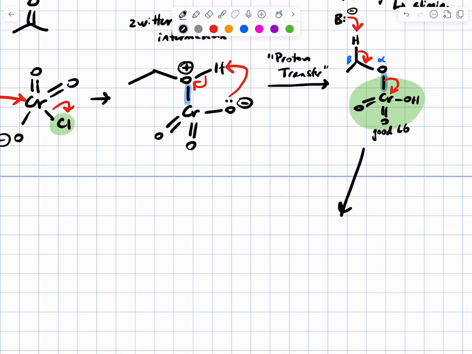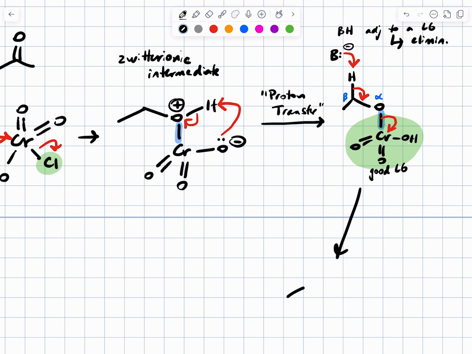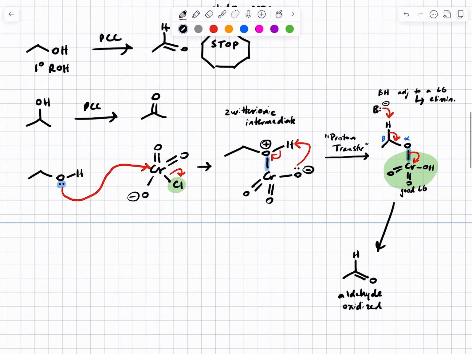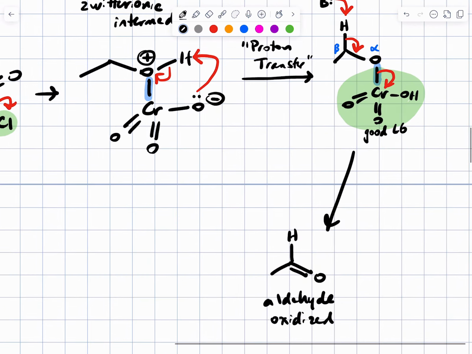So here is the product of that step. You now have, of course, the beta proton had 2 protons originally. Now it just has 1. This is now an aldehyde, and the aldehyde is oxidized relative to the alcohol starting material. You can tell because the number of CH bonds has decreased and the number of CO bonds has increased.